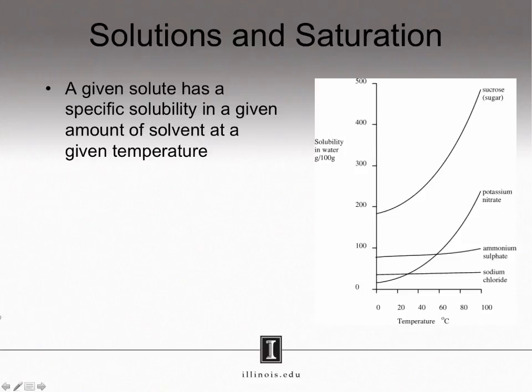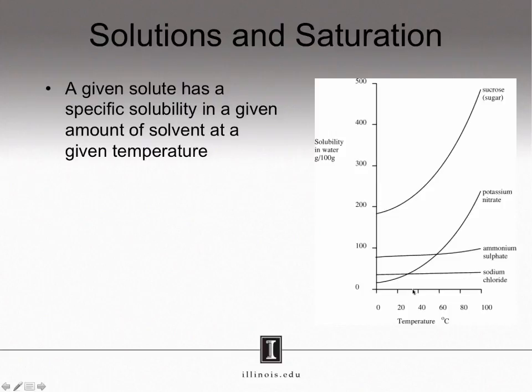Here on the right, we have a graph that shows the solubility of various compounds at various temperatures. The x-axis is temperature, where as you go from left to right, the temperature increases. The y-axis is the solubility of a compound in 100 grams of water. Or as you go from the bottom to the top, more of our compound, in grams, dissolves in the same amount of water. Each line here corresponds to a particular compound.